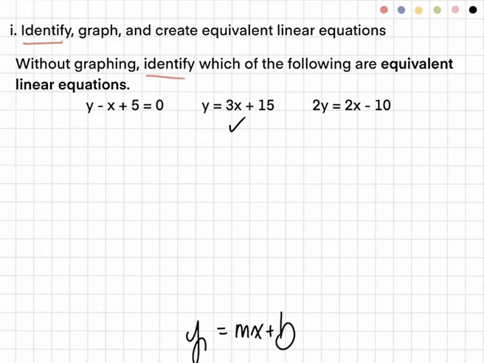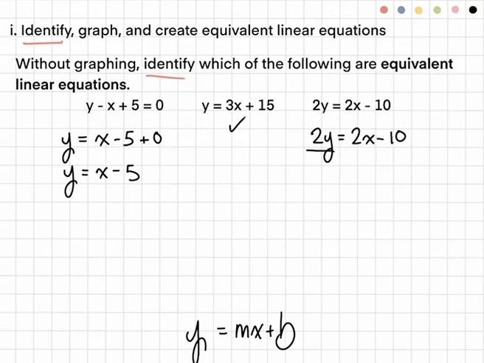So y is already positive, which is great. I always like working with y, whether it's positive or negative. I'm going to rewrite this, y equals, and bring the x over, so that becomes minus x, minus 5 plus 0. So when we write it, y equals x minus 5. And then we can go to the one on the right. It's got y on its own as well, but we have to isolate it further. We can do that by dividing everything by 2, because what you do to one side, you do to the other, and that gives me y equals x minus 5.